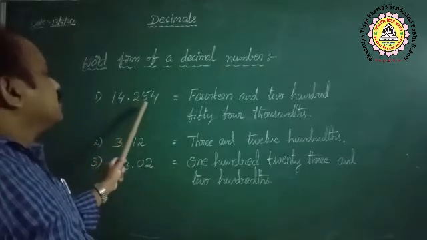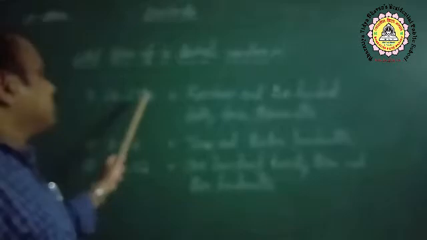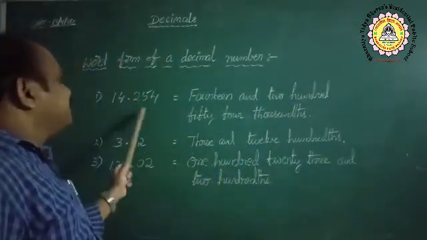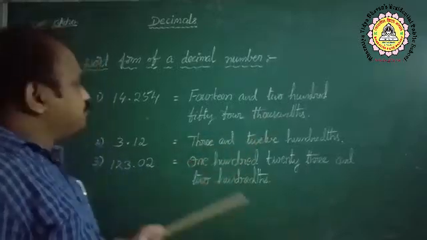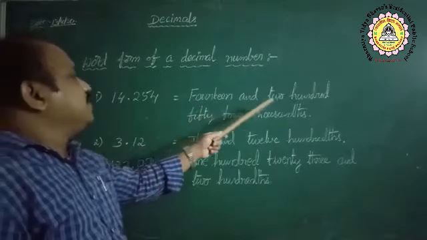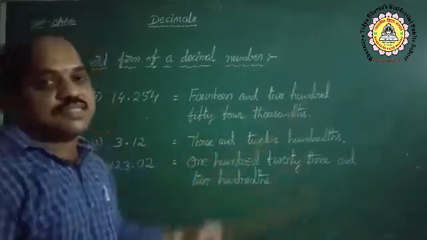What is that? 2 is in tenths place, 5 is in hundredths place, and 4 is in thousandths place. That one only you can write as 254 thousandths. What is the word form of this number? 14 and 254 thousandths. Okay.